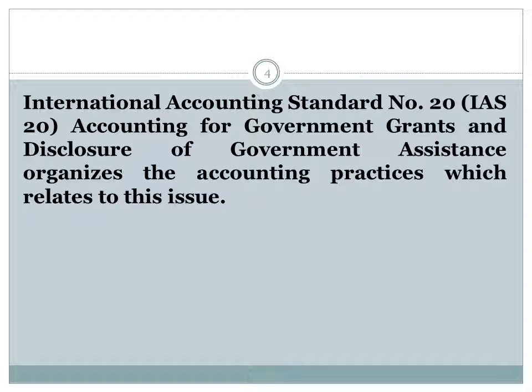International Accounting Standard Number 20, IAS 20, Accounting for Government Grants and Disclosure of Government Assistance, organizes the accounting practices which relate to this issue.